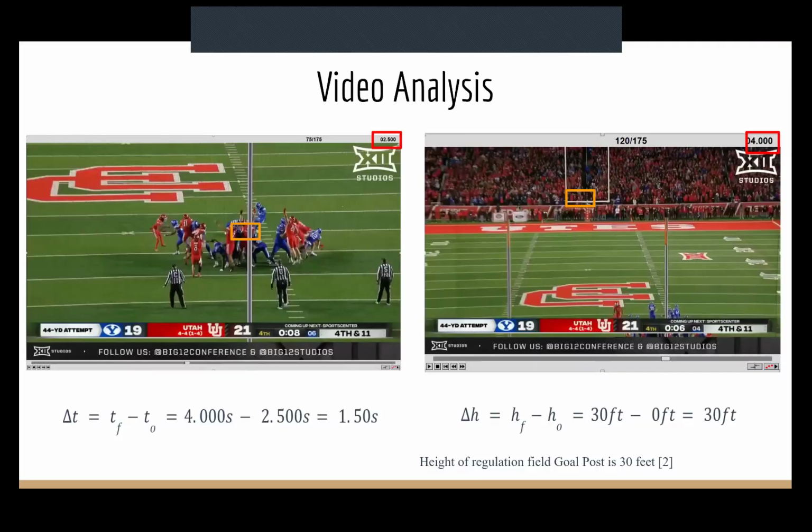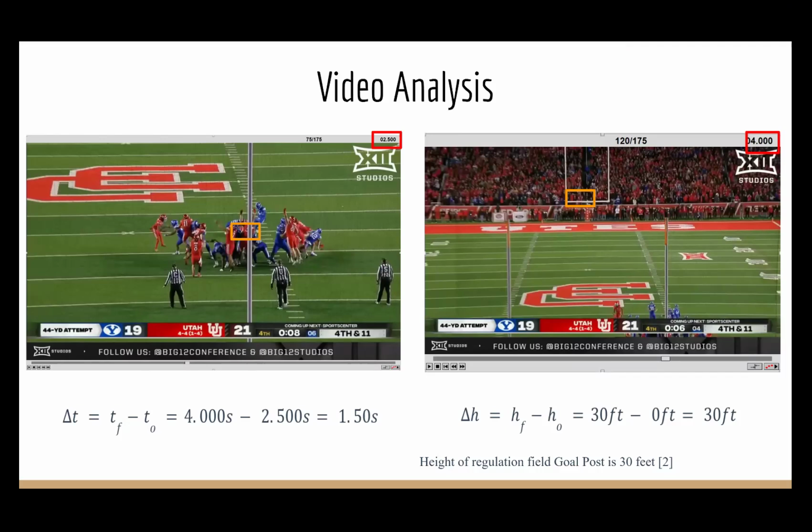So the first thing I did was I used Logger Pro to determine the amount of time it took for the football to reach 30 feet, or the height of the goalpost, which is known from the college football regulations. And I found that it was about 1.5 seconds for the football to reach that height.